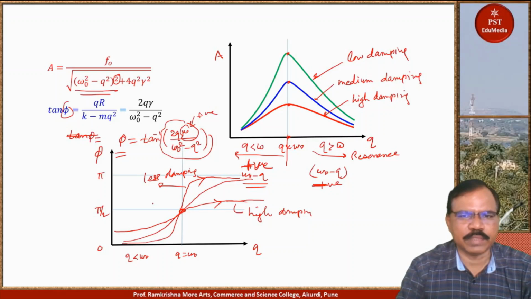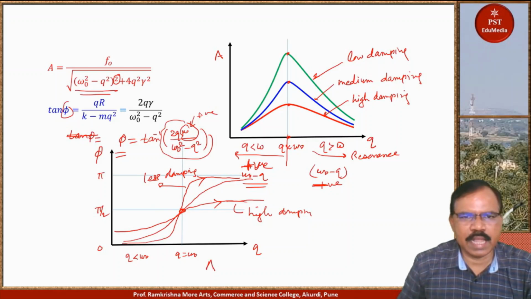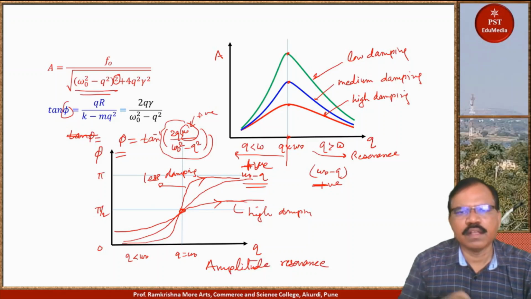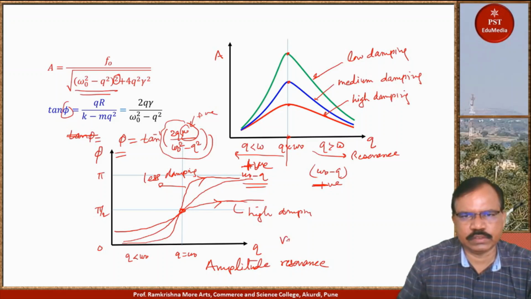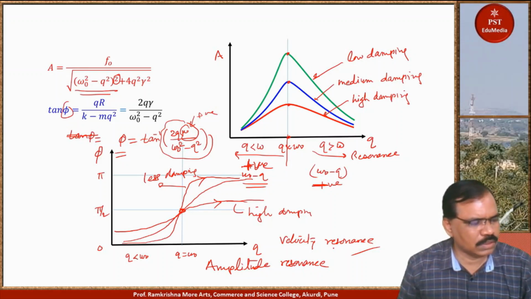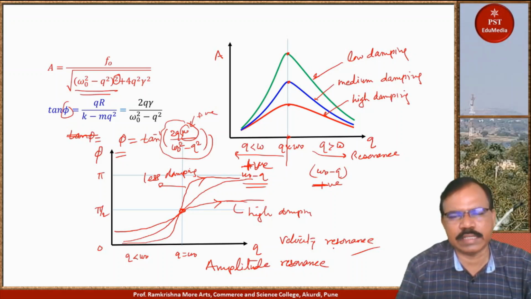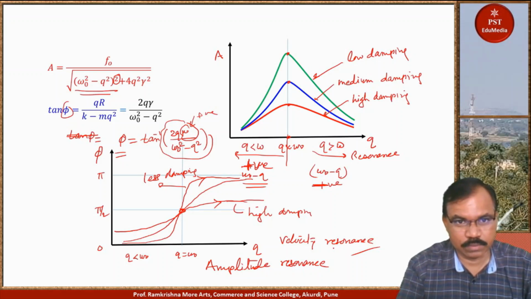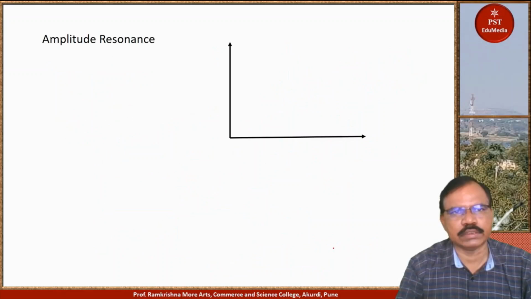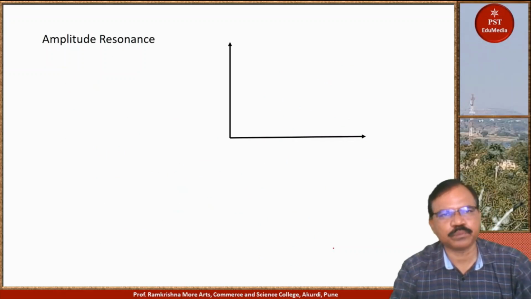Now we have two types of resonances, that is amplitude resonance and velocity resonance. Now we will go to amplitude resonance. What is resonance? When frequency of applied force is equal to natural frequency of oscillator, the oscillator oscillates with maximum amplitude. That is called resonance. Now we will see amplitude resonance.